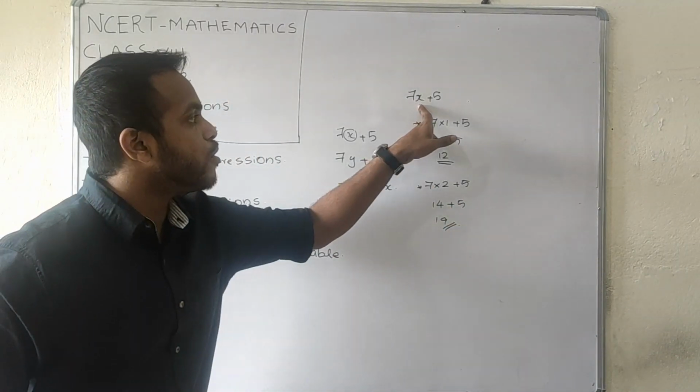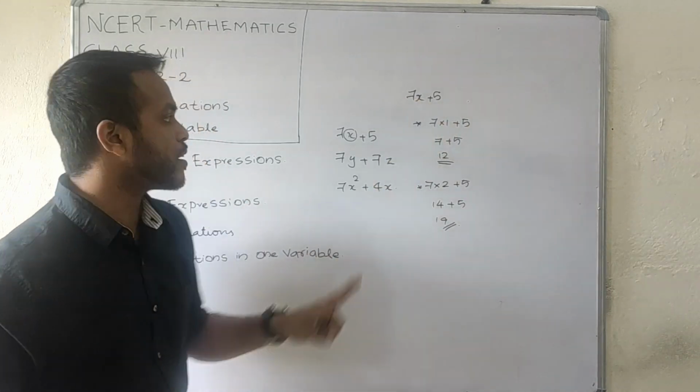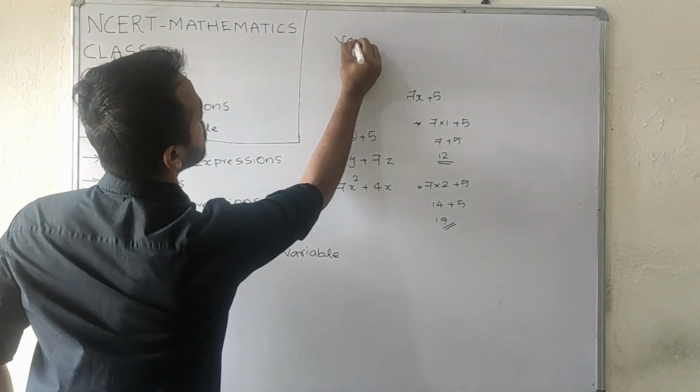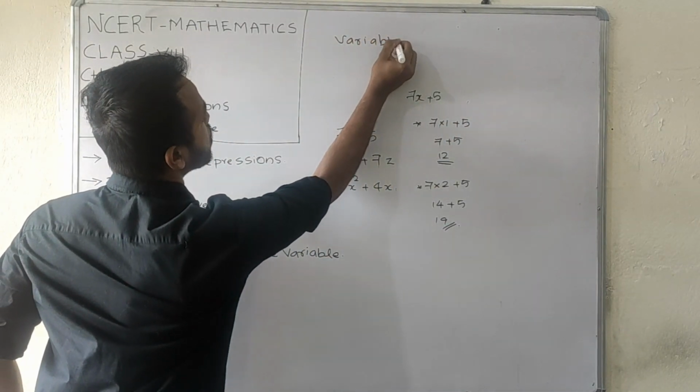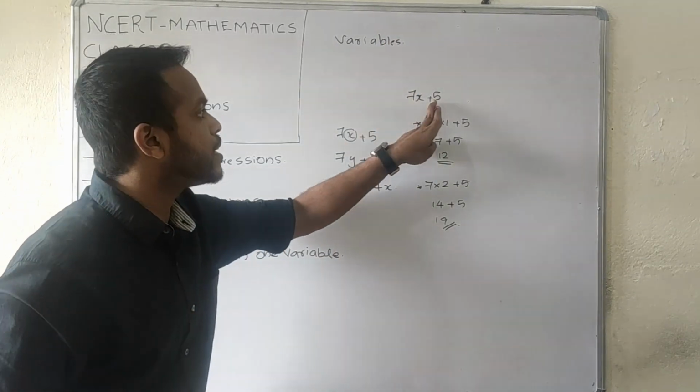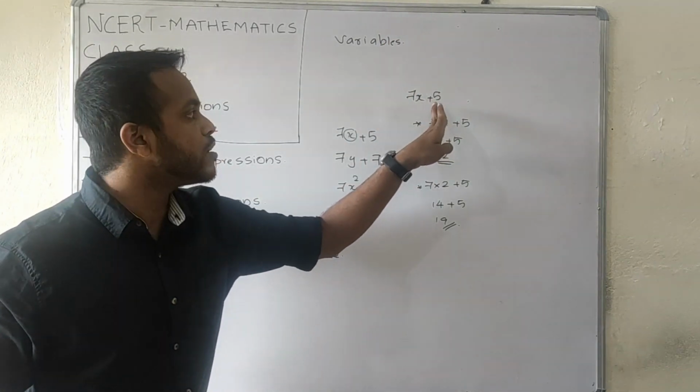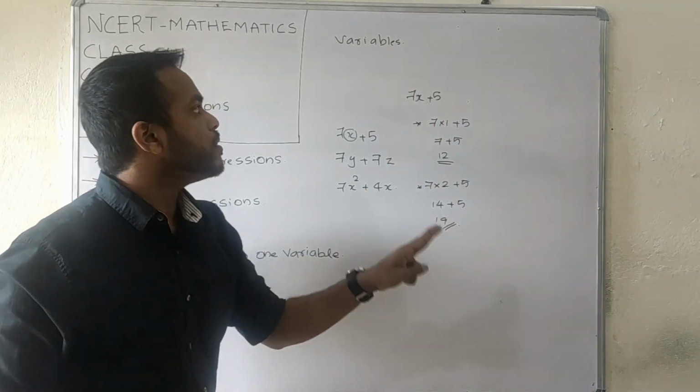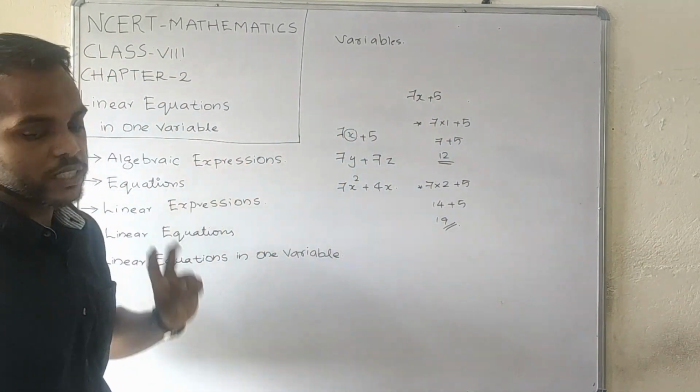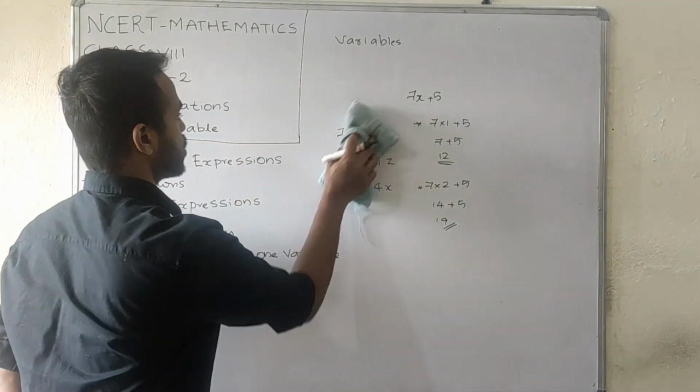So, the value of x here varies. So, they are called variables. Now, the other part is called the constant part, or simply a number. Now that is called an algebraic expression, or simply an expression.